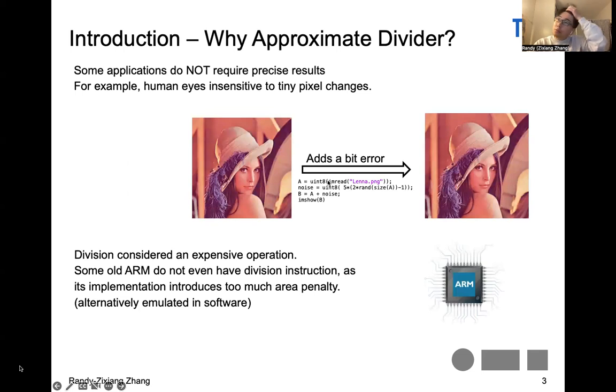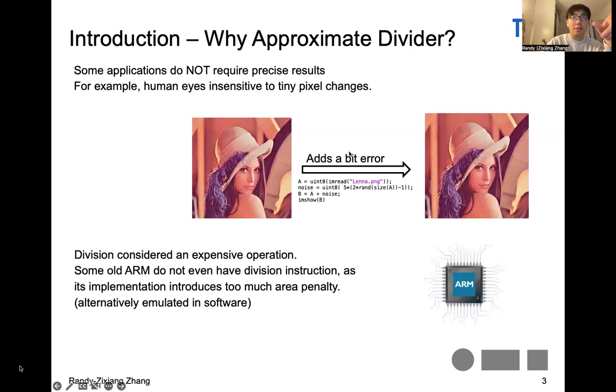So the first question is, why do we need an approximate divider? Because in some applications, the exact result of the computation is not always needed. For example, in image processing applications, the human eyes are kind of insensitive to tiny pixel changes.